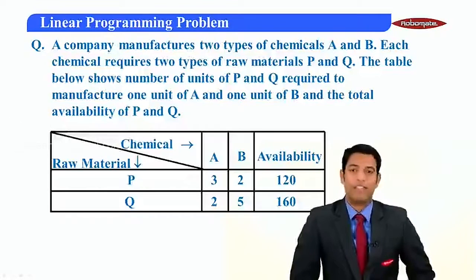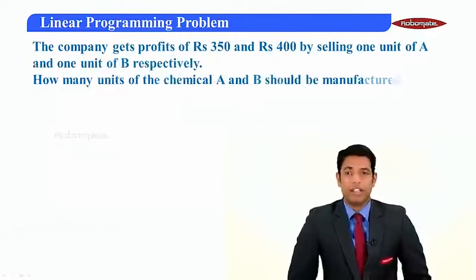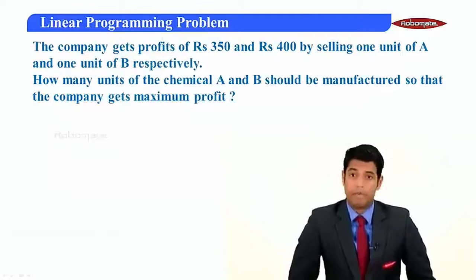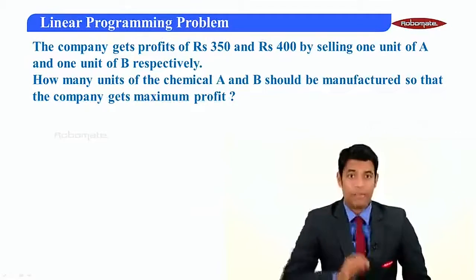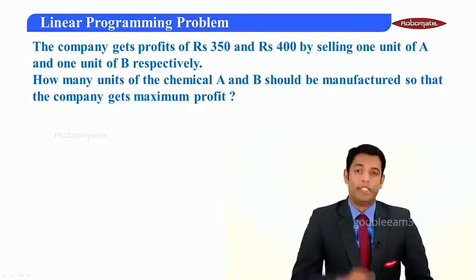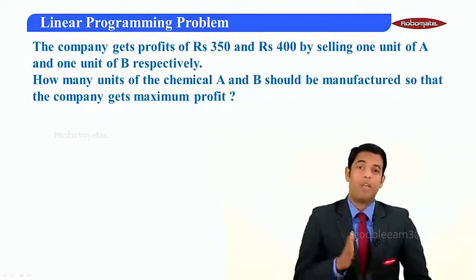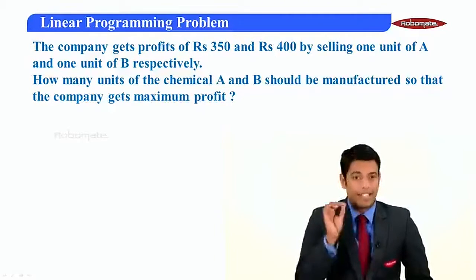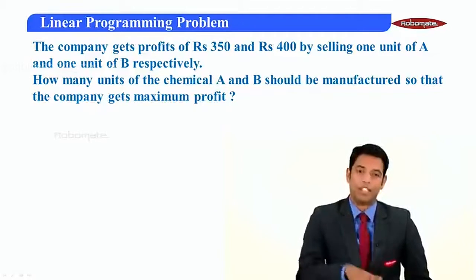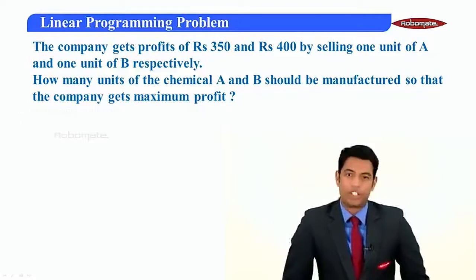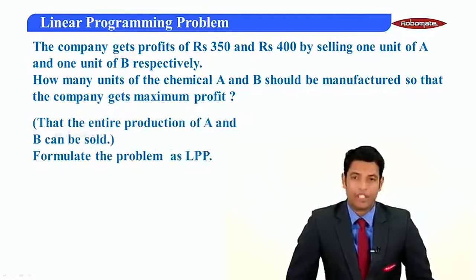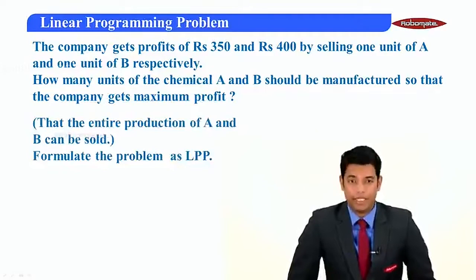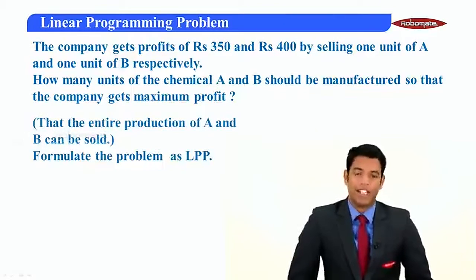Now let's see what is the next information given. Next, they have said that the company gets a profit of rupees 350 by selling 1 unit of A and a profit of rupees 400 by selling 1 unit of B. And we have to calculate how many units of chemical A and chemical B this company should manufacture in order to achieve maximum profit. So we have to formulate all this information as an LPP. So let's apply the steps we had studied earlier.